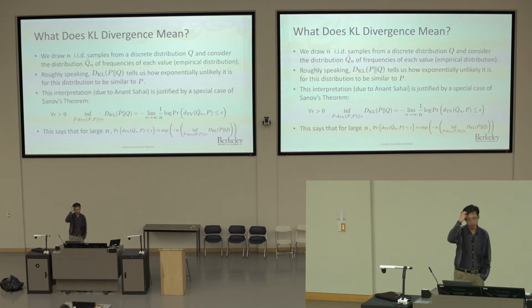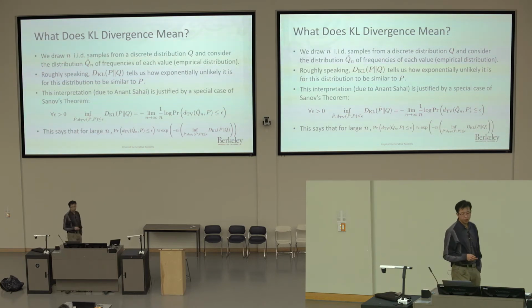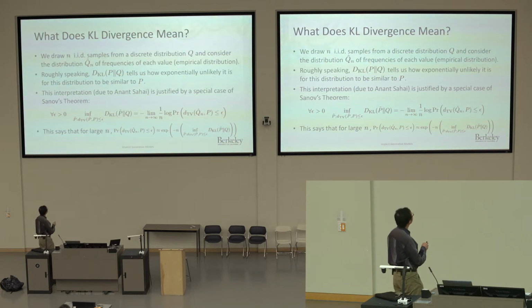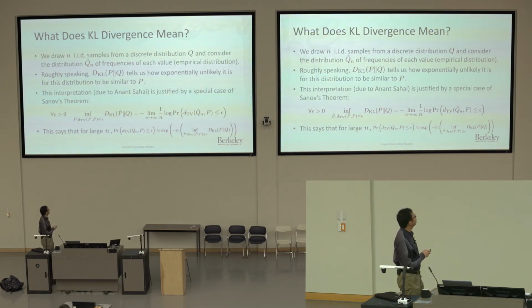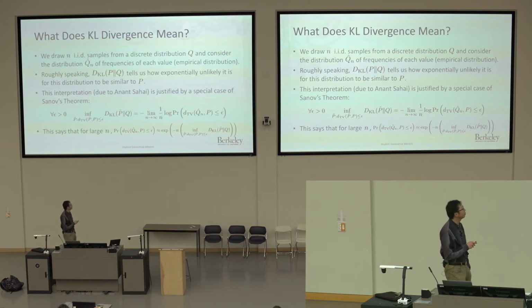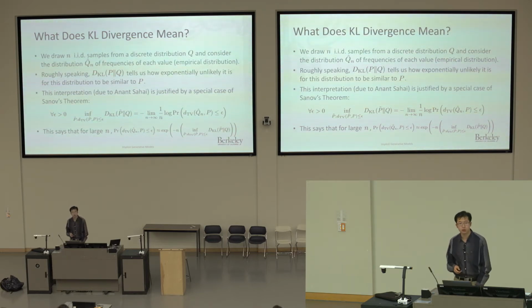This interpretation, which is due to Anand Sahai, is justified by a special case of what's known as Sanov's theorem. This is the statement of the special case. It essentially says that if you take a large n, so you draw a lot of samples, then the probability that your distribution of samples is similar to the distribution you're comparing to is approximately equal to e to the minus n times the KL from Q to P tilde, where P tilde is something similar to P, which is the target distribution we're comparing against.